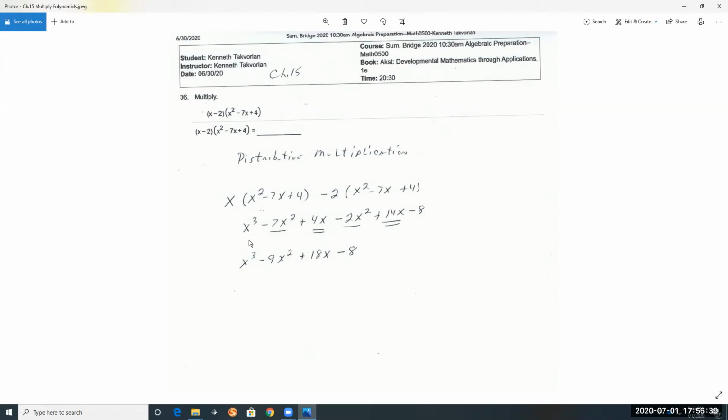X cubed is all by itself, so I write that down. I underline the x squared terms with a single underline, so that gives me a total of negative 9x squared. I double underline the x terms, so we have 4x and 14x, which is 18x. And finally, we have the constant minus 8.